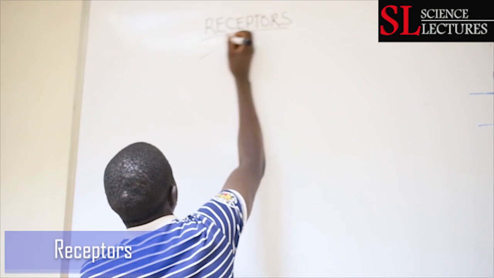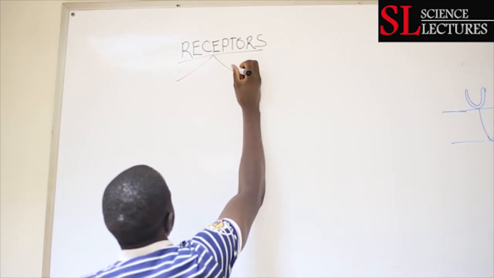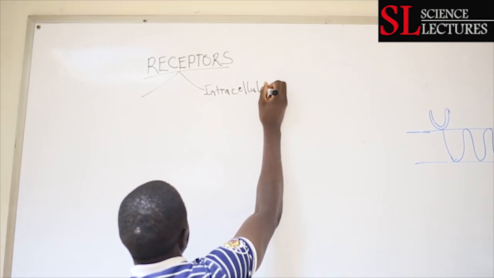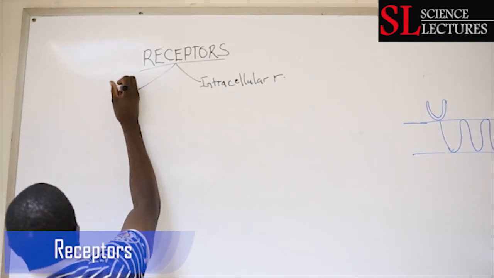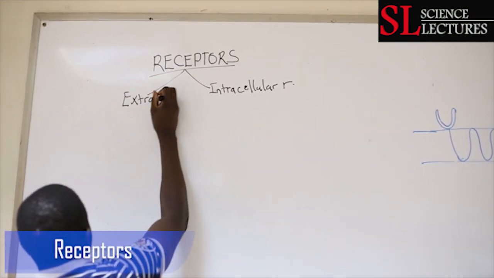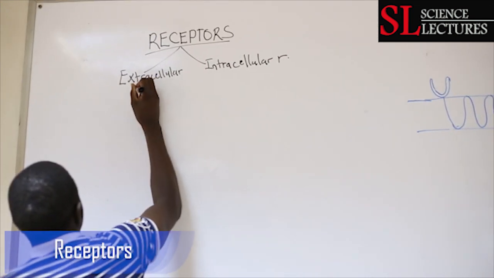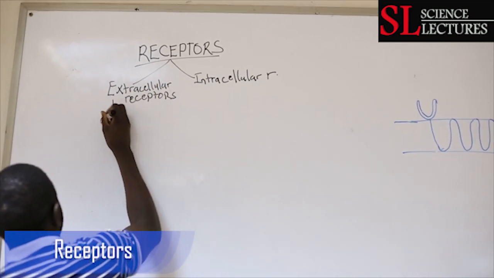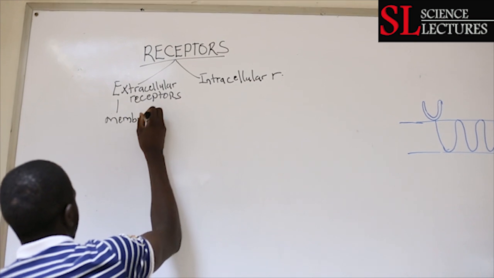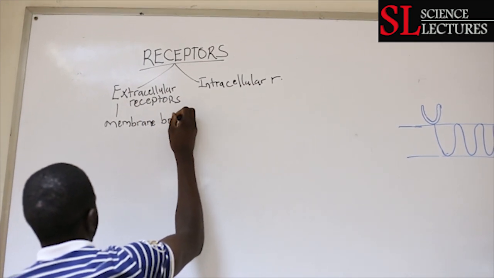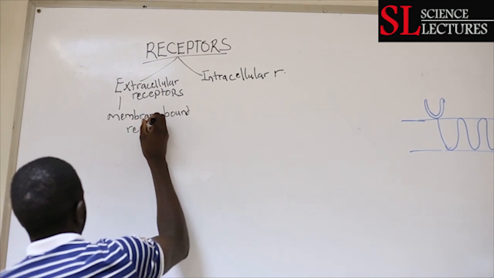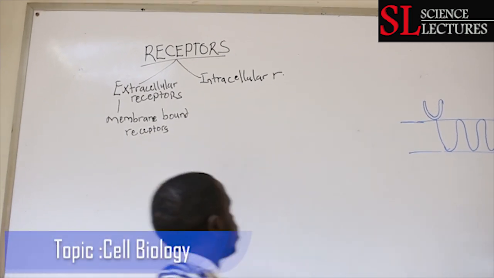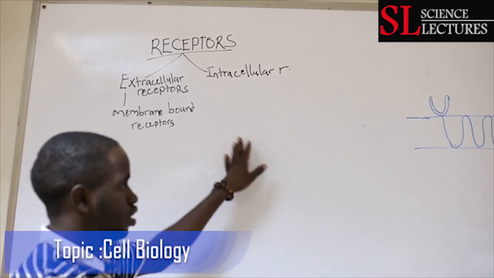There are two types of receptors. We have what they call intracellular receptors, and we have what they call extracellular receptors, or what they call membrane bound receptors. So let's first look at intracellular receptors.